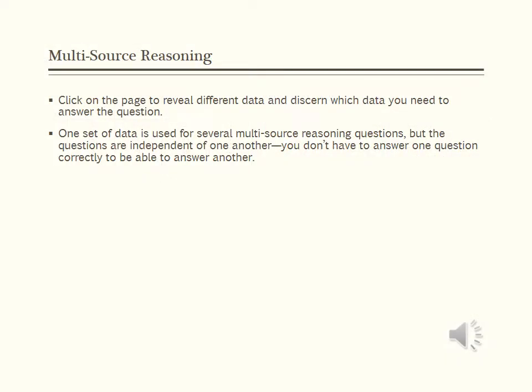Finally, the next slide is an example of multi-source reasoning. Click on the page to reveal different data and discern which data you need to answer the question. One set of data is used for several multi-source reasoning questions, but the questions are independent of one another. You don't have to answer one question correctly to be able to answer another.